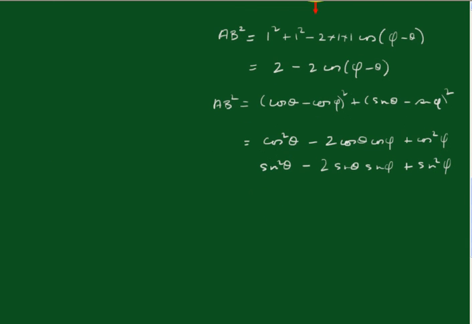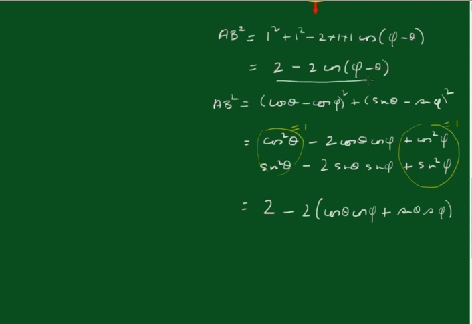You can see that, let's colour this in a bit, take this one here and this one here, they're both equal to 1. So we can write this down as being 2, that's 1 plus 1, minus, we'll take the 2 out as a common factor, cos theta cos phi plus sine theta sine phi. And that's equal to the top bit there, isn't it? That must equal that.